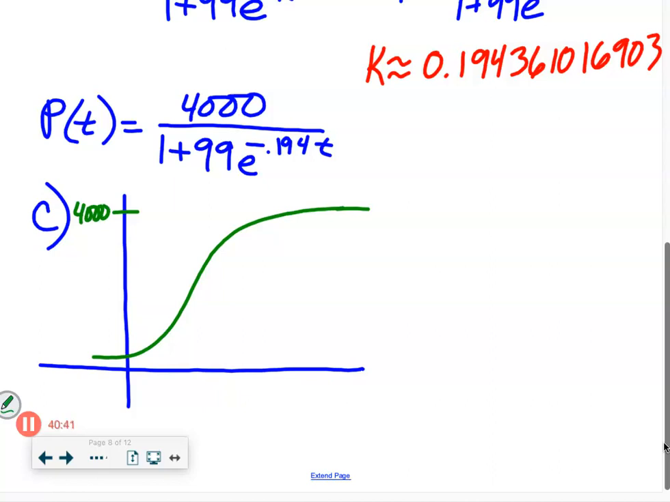We didn't have any elk for negative time. So really what we need to do is just kind of erase this part of the graph and instead put our initial value for our elk population. What was the initial value? 40.